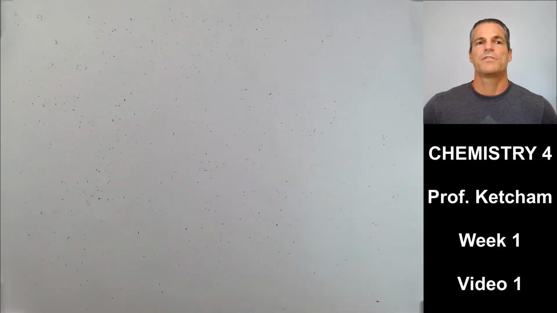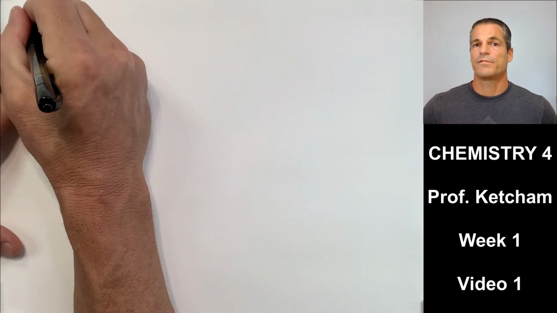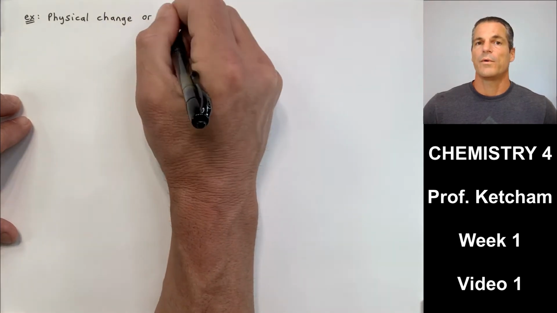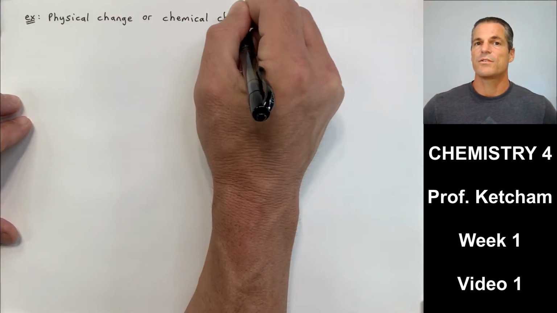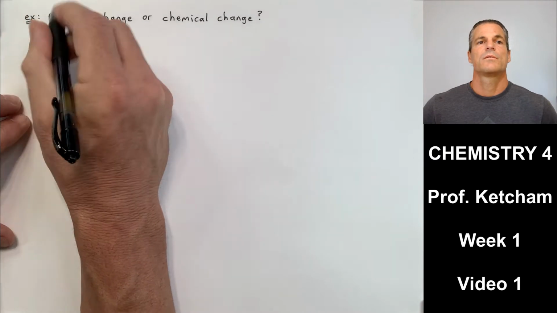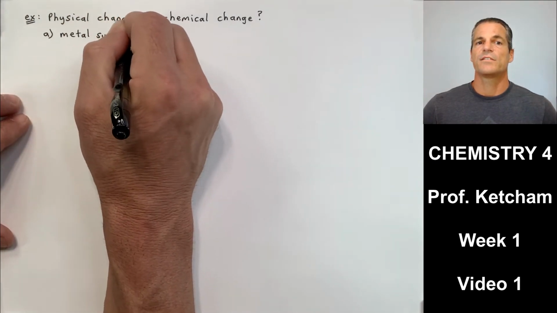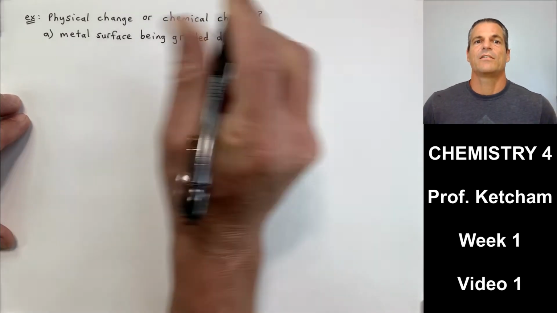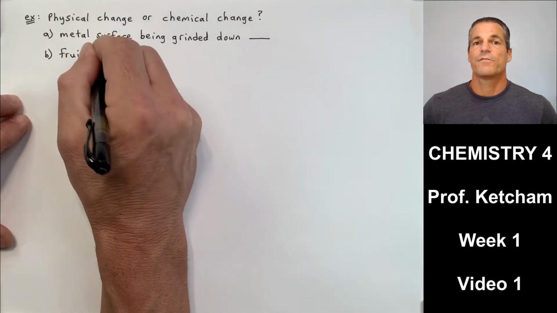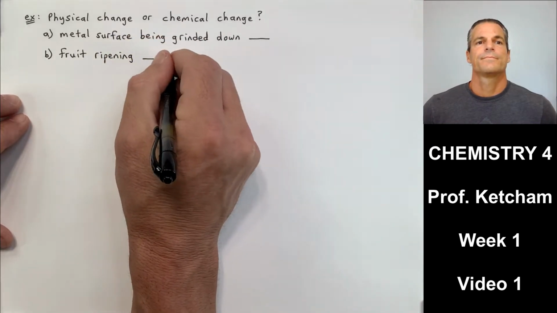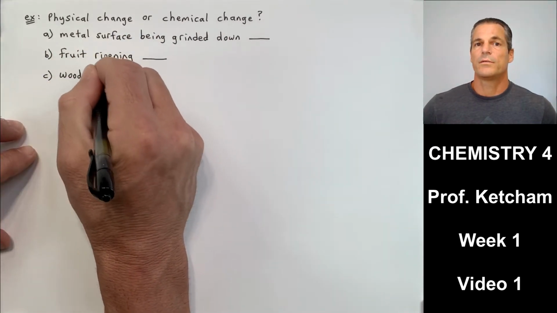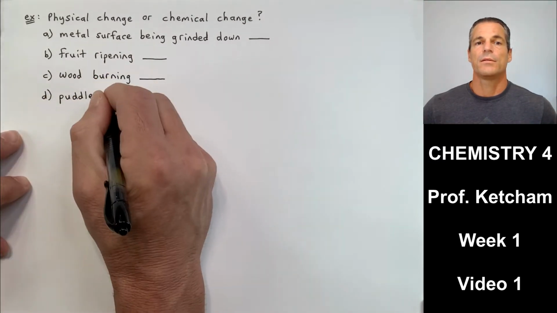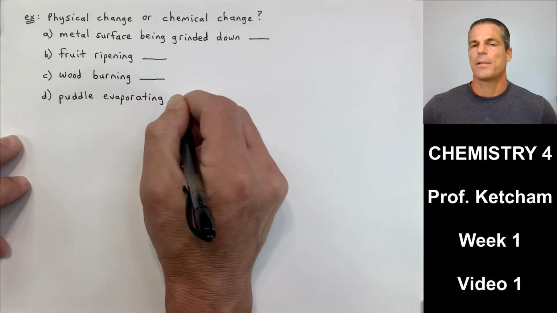All right, moving on to page 2 of our notes. At the top of page 2, it says, example: of the following, is this a physical change or a chemical change? A, a metal surface being ground down, so you're sanding or grinding down a metal surface. B, fruit ripening. C, wood burning. D, a puddle evaporating, like a puddle of water.